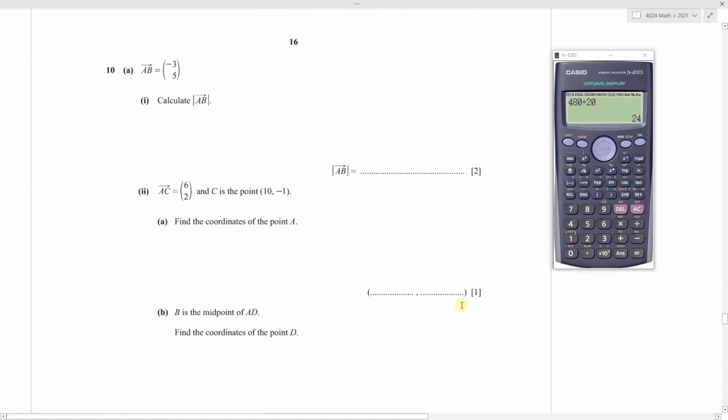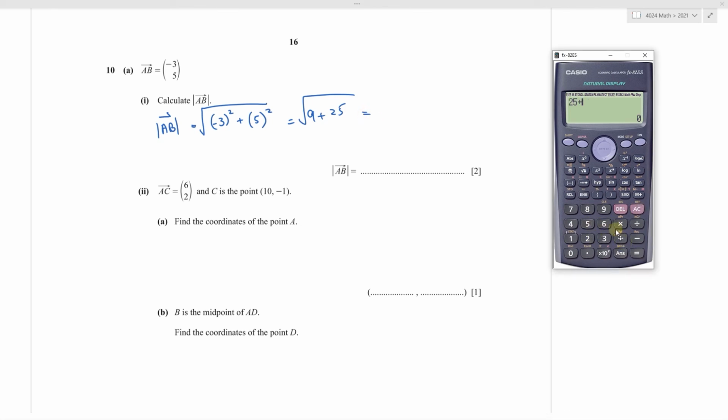Question number 10, part A: you're given vector AB, calculate the magnitude of AB. So magnitude AB will be the square root of minus 3 squared plus 5 squared. So minus 3 squared will be 9, plus 5 squared, 25. 25 plus 9, and then the square root of this is 5.83.